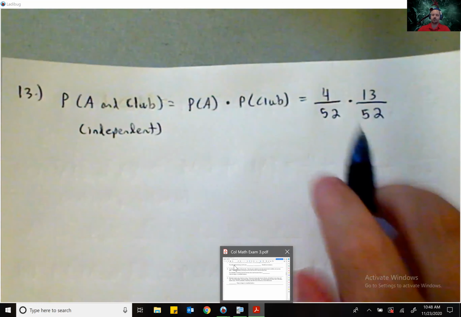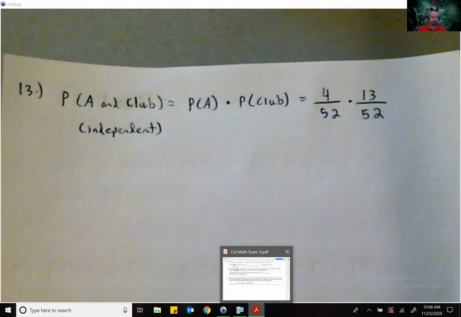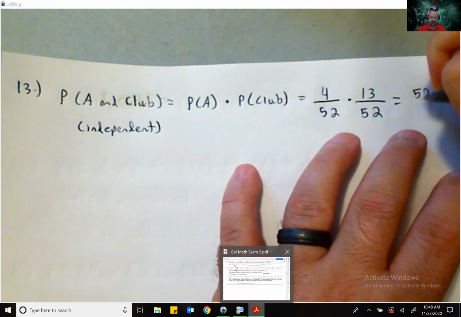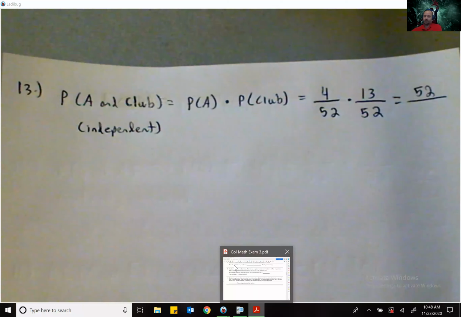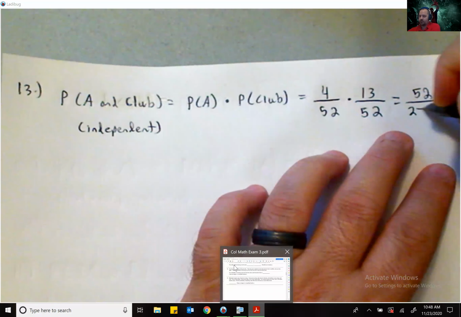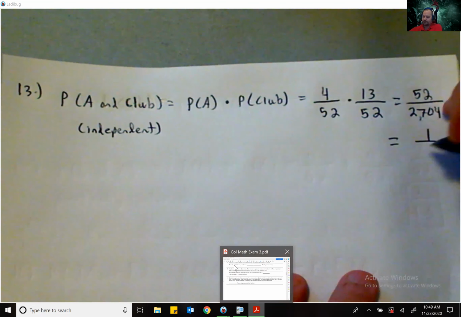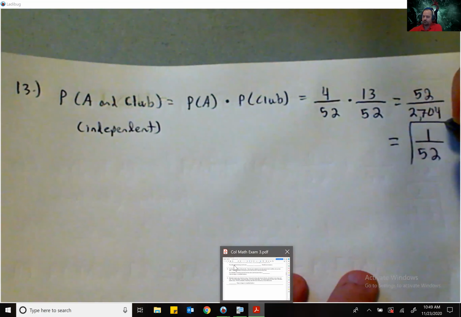All we have to do is multiply those two. 4 times 13 is 52. And 52 times 52 is 2,704. But again, we always reduce. 52 divided by 2,704 is 1 out of 52. That's our probability.